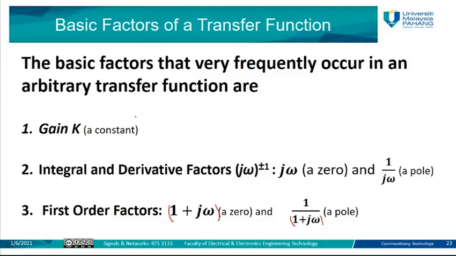In this course, we are going to focus more on these five types of factors: gain, integral, derivative, first order zero, first order pole. So we have five representations or five graphs. Each one will be sketched individually. Then the combination of them will represent our frequency response using Bode plot.